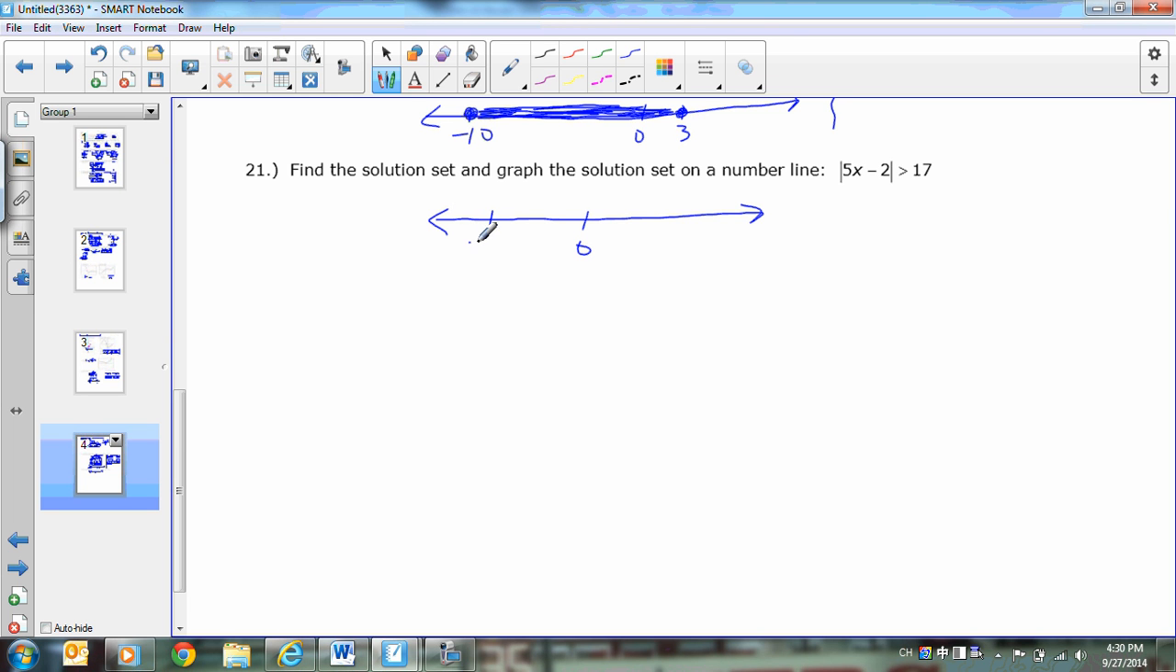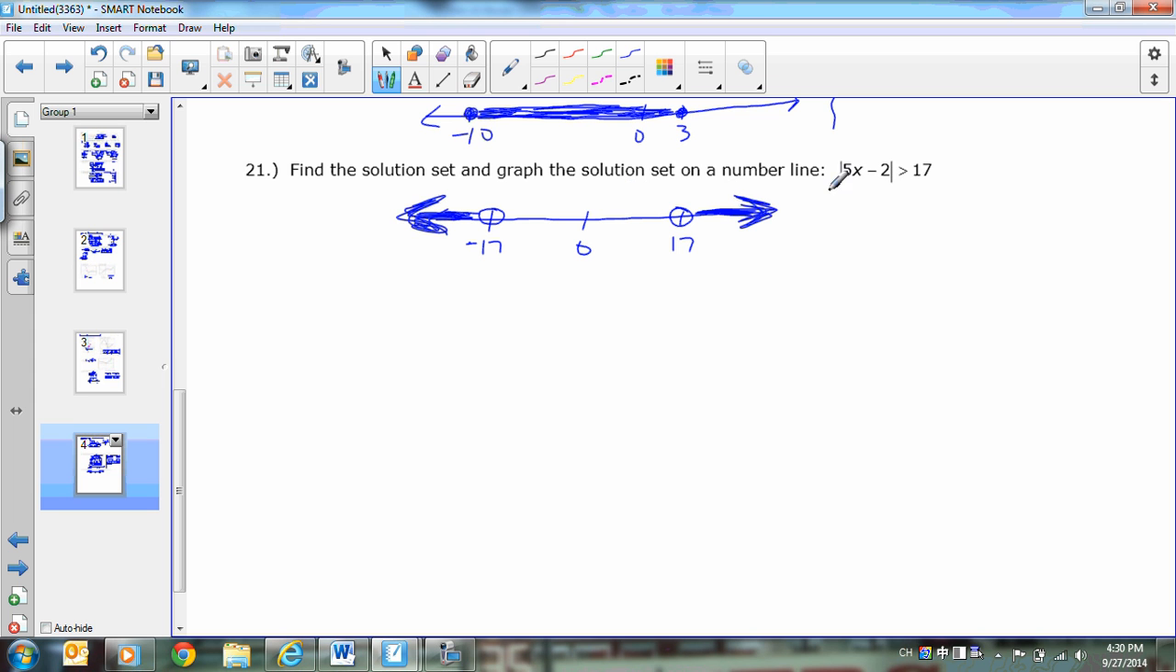I'm going to put -17 on the number line and +17 on the number line. Now, where are we more than 17 units away from 0? That would be on the outsides of the number line. Now, I'm going to put open circles on -17 and +17 because of the strictly greater than symbol. And then I'm going to shade everything to the left of -17, and everything to the right of +17, because those are the areas of the number line that are more than 17 units from 0.